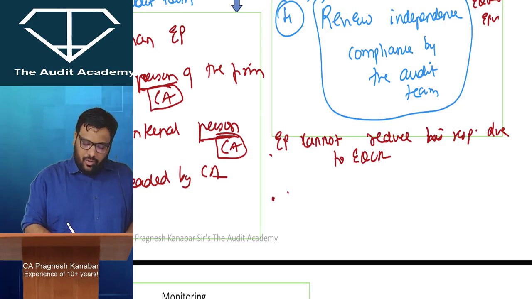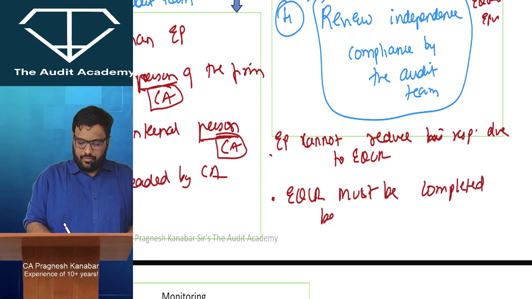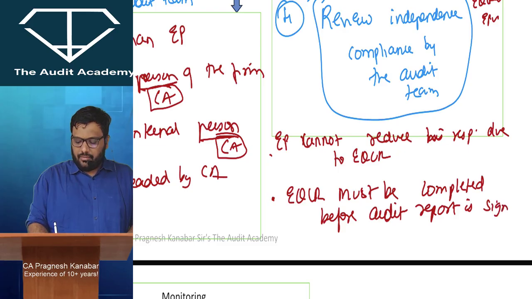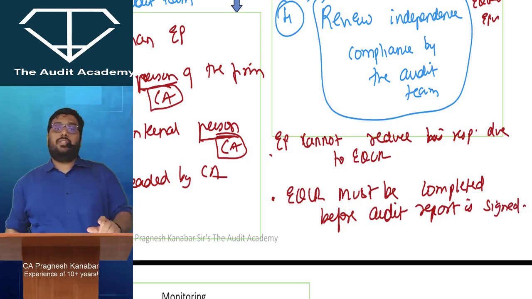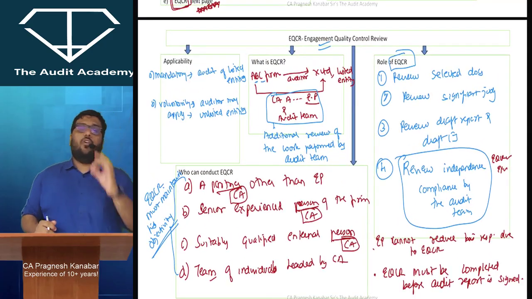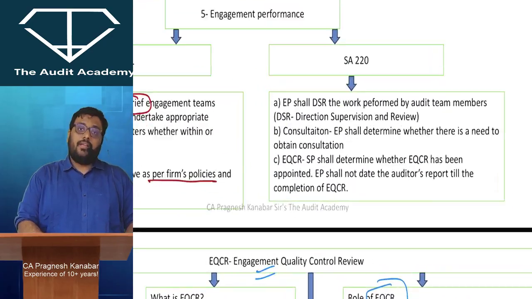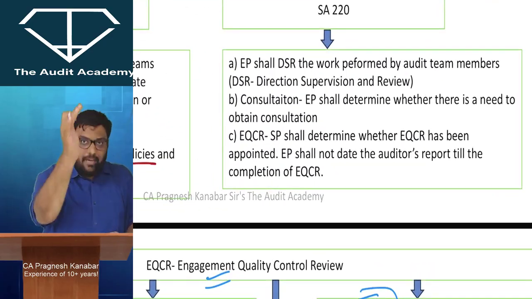And let me tell you that in the case of listed entities, EQCR must be completed before the audit report is signed. EQCR must be completed before the audit report is signed. I hope I've made myself very, very clear over here. So what will be the role of the engagement partner?